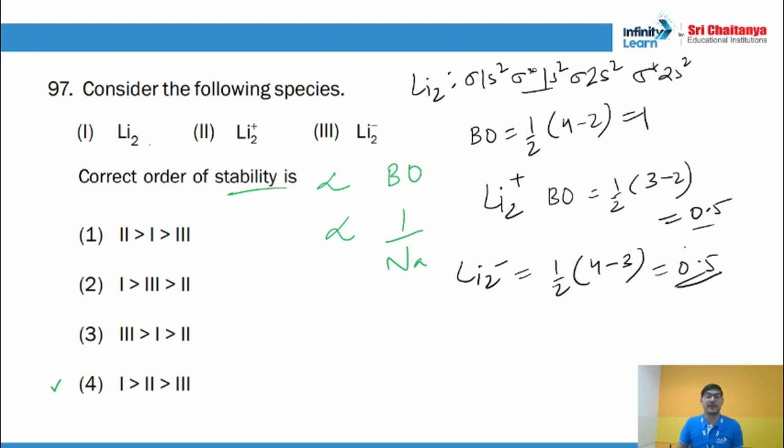Now we will look at the number of anti-bonding electrons, because Li2 plus has only two anti-bonding electrons, right? Whereas Li2 minus has three anti-bonding electrons. Okay. So Li2 minus is less stable. So the correct answer becomes this, and the least stable is Li2 minus, because it has three anti-bonding electrons. Okay. The greater the number of anti-bonding electrons, the lower the stability. Always remember that.